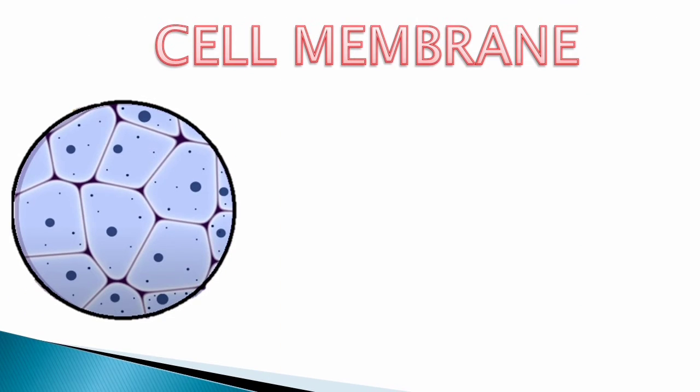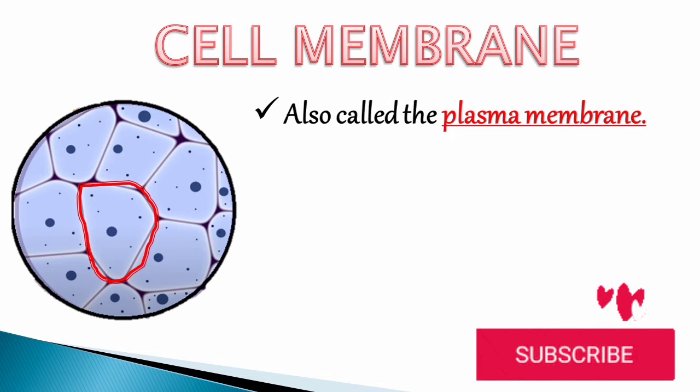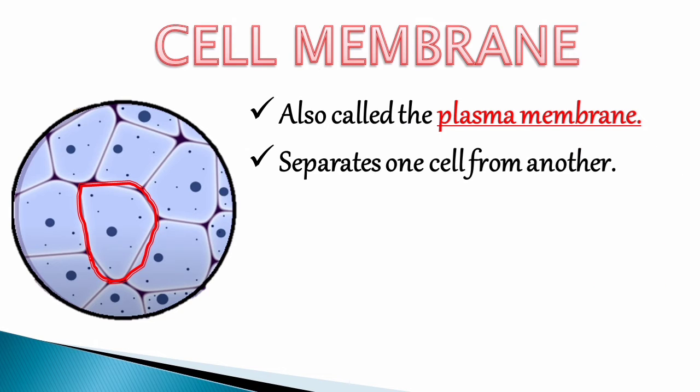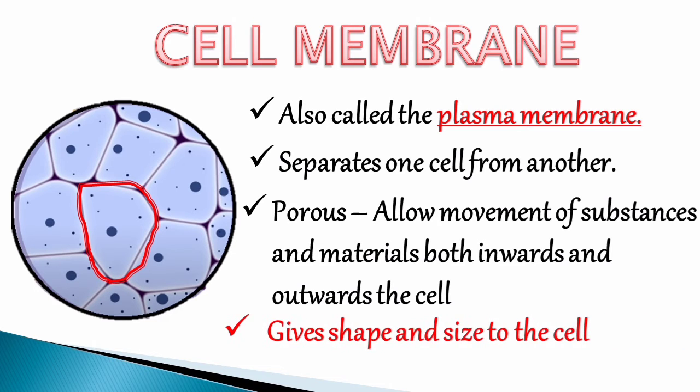The first part we are going to discuss is the cell membrane. As I said, cell membrane is the boundary of the cell which separates one cell from the next one. Cell membrane is also known as plasma membrane. It is porous and semi-permeable. That means it allows movement of substances and materials both inwards and outwards the cell. We had already discussed about the role of a cell membrane when we learnt the shape and size of the cell. Cell membrane gives the shape and size to the cell.